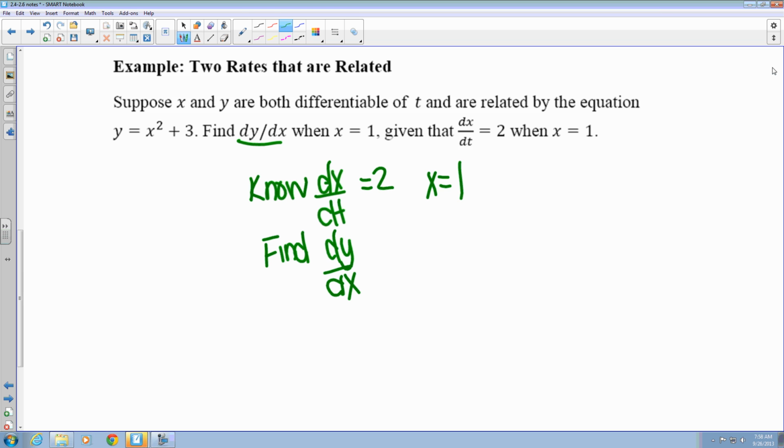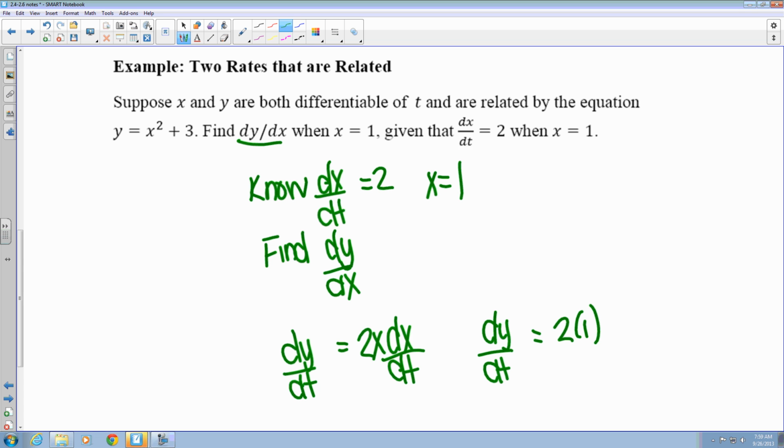So we're going to take the derivative of our equation, y equals x squared plus 3. So we have dy/dt equals 2x dx/dt. And that's it. The 3 goes away. So we know dx/dt is 2, and x is 1. We're trying to find what dy/dt is. 2 times 1 times 2 is 4. So we just have to figure out what we know, what we need to find out, and it's usually just as simple as take the derivative and plug stuff in.